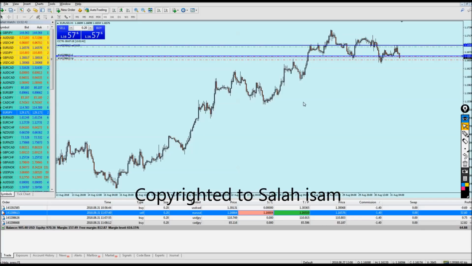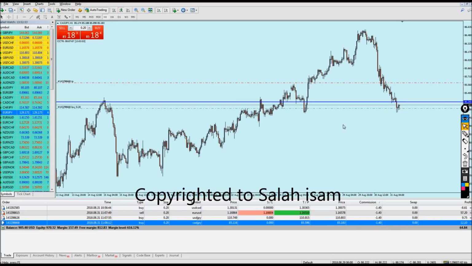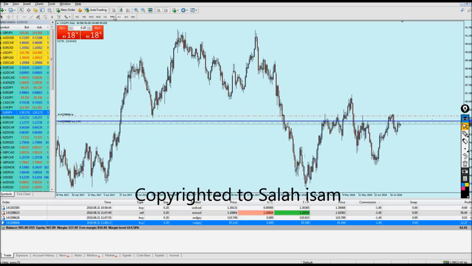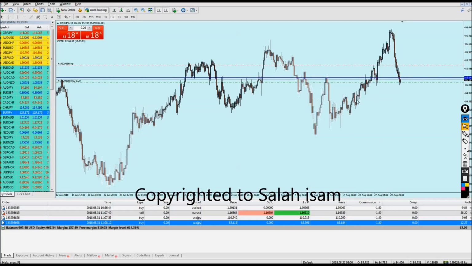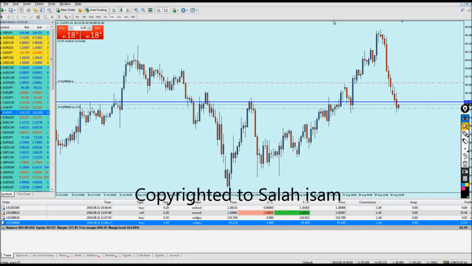So let's talk about buying now. Sorry, let's talk about buying. Let me show you here what I'm doing. I have entered here a buy order, and let me tell you the reason why. First of all, on the daily chart, we can see that this resistance, this support, is breaking out from this resistance.